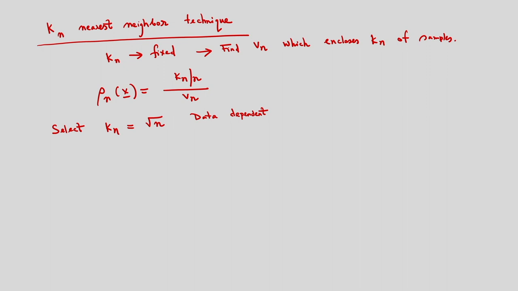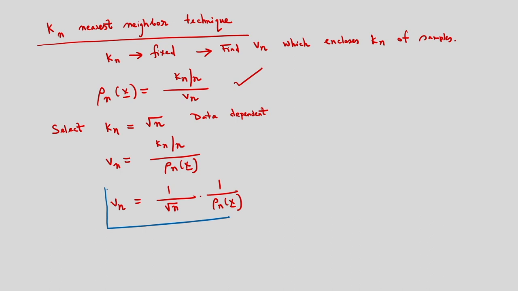So kn is equal to root n, and that is selected in this data dependent way. So based on this we can determine Vn, what is the volume. So kn divided by n, divided by the density. From this expression we can determine the density. The expression is 1 by root n into 1 by Pn(x), that is the density. So if you see this expression, Vn is equal to 1 by root n into 1 by Pn(x). This is one important equation. So what is the interpretation of this equation?